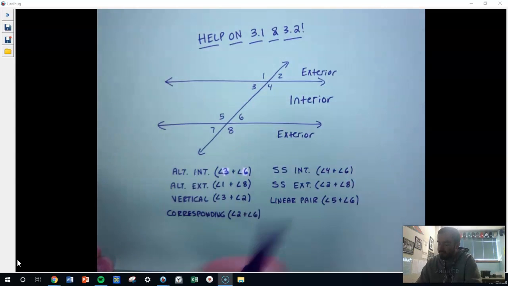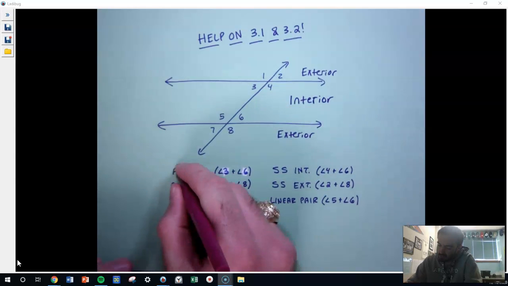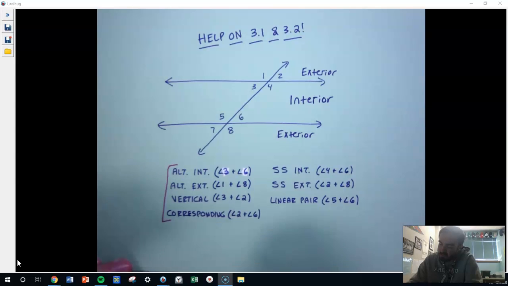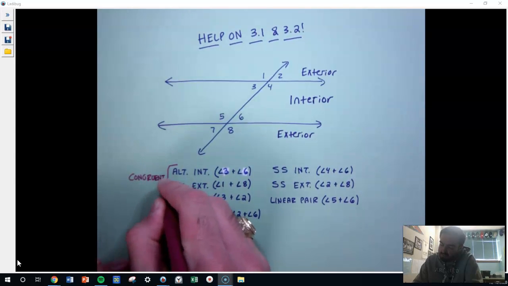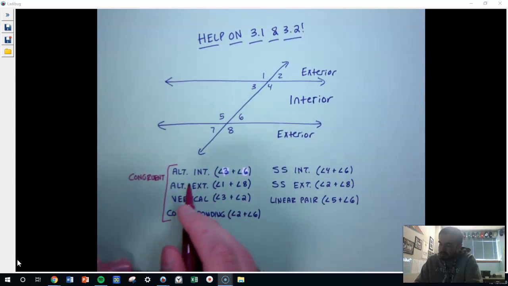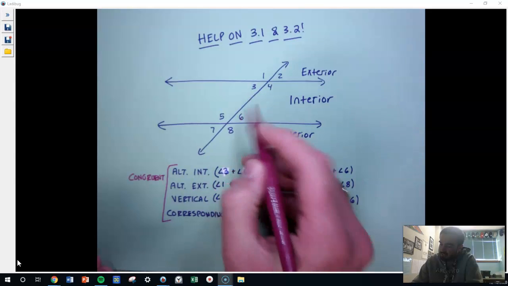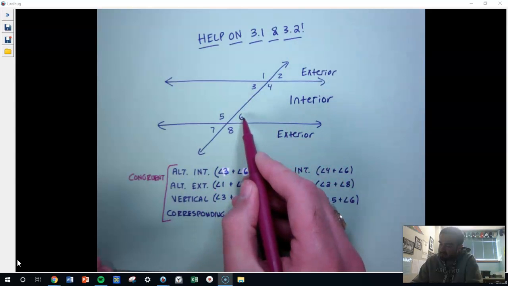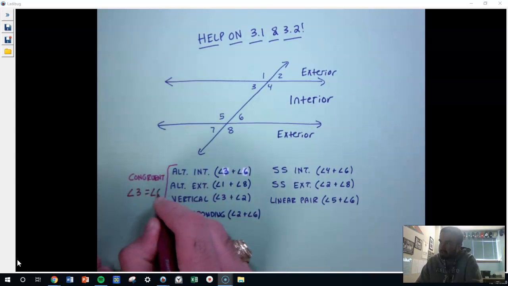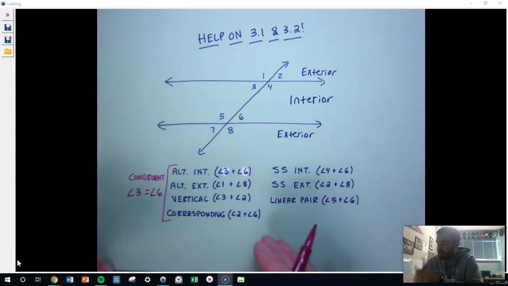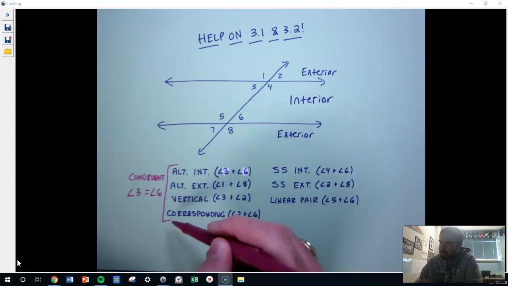Okay, now all 4 of these angles, guys, it's so simple. When you have any of those pairs, you can set the 2 angles equal to each other. They're congruent. So like let's say I had alternate interior angles, 3 and 6. Let's say they gave me values for 6 and 3. I could just set those equal to each other. Angle 3 equals angle 6. And then solve for x or whatever they're wanting me to solve for. Okay, these are all congruent to each other.